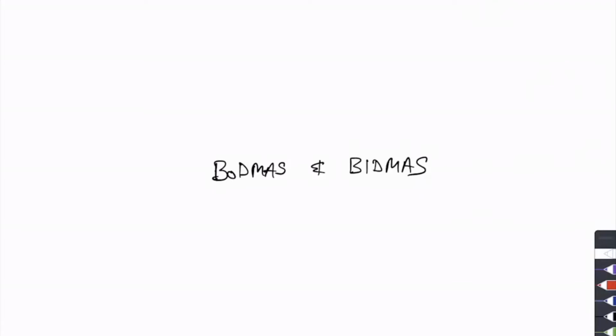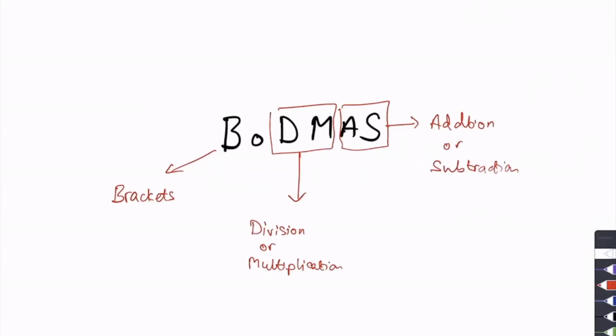Today we're going to be looking at BoDMAS and BIDMAS. Now this is the order of operations, which means that you do the brackets first if you see any brackets in a calculation. Then if you see any divisions or multiplications, you do them in the order you see them. And then if you see any additions or subtractions, you also do those in the order you see them.